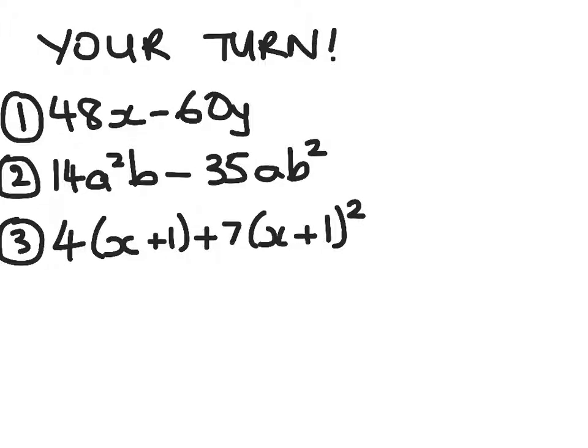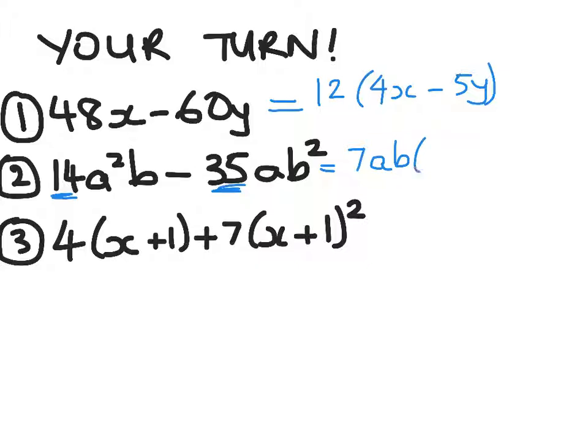Okay, answering them in blue. The first one has got a highest common factor in there of 12. So it's going to be 12 times 4x minus 5y. The next one has got a highest common factor in the coefficients of 7, and then we've got a, b. So then it's times 2a minus 5b.